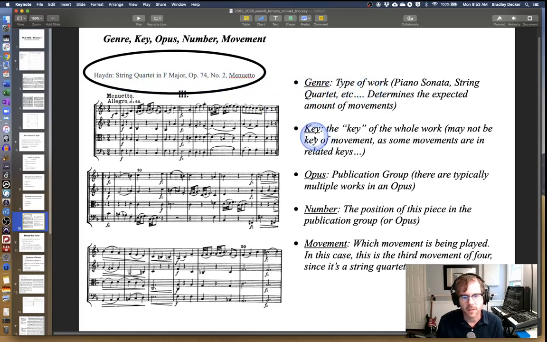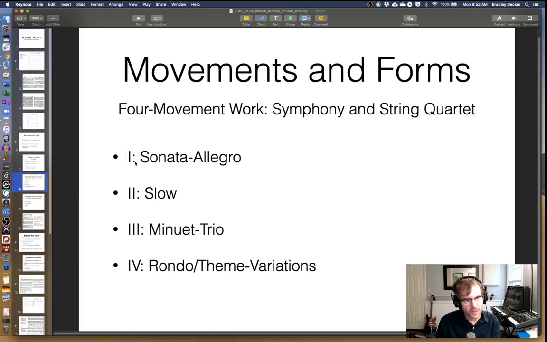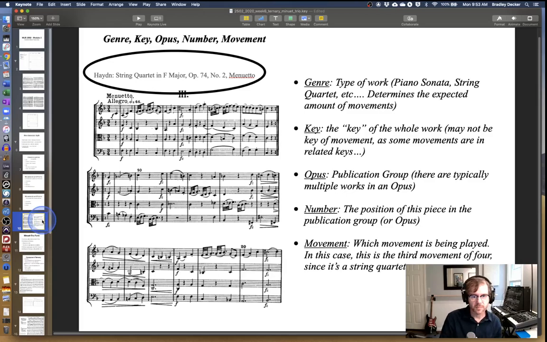The key is next, so that'll tell you the basic key of the whole thing. So going back a slide, if our symphony is in F major, that means that the whole movement structure is based on F major, but there might be modulations. Your second and third movement may not be in the home key. Maybe it goes to the key of the dominant or the relative major. There's other places that these movements can go internally, but overall, we're going to begin and end in F major.